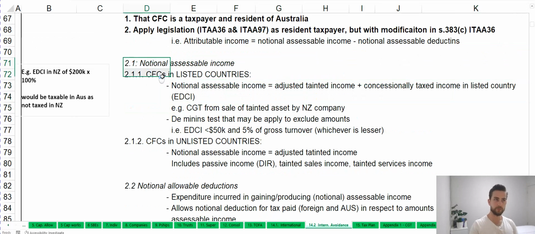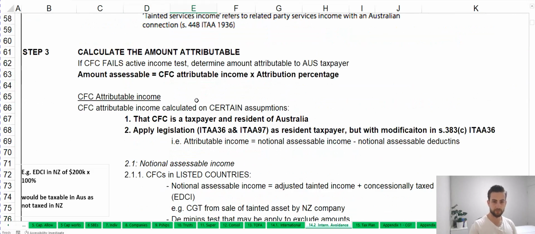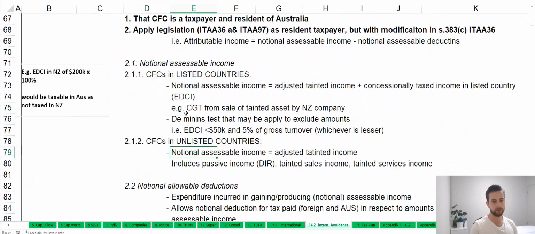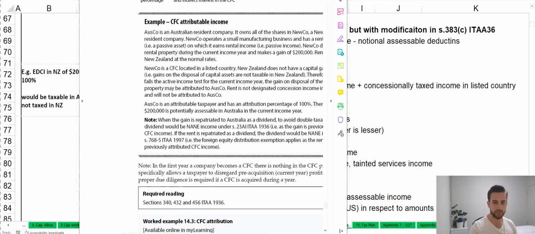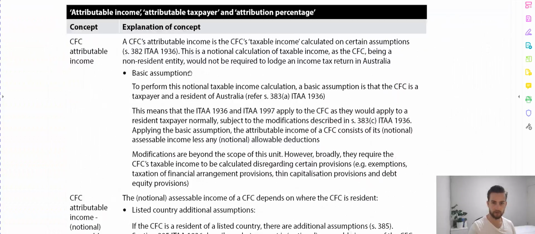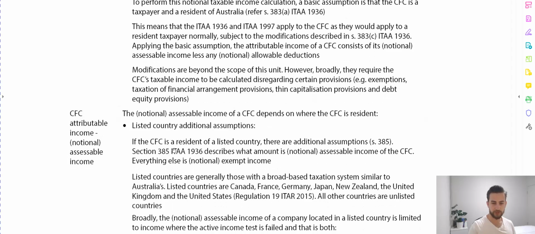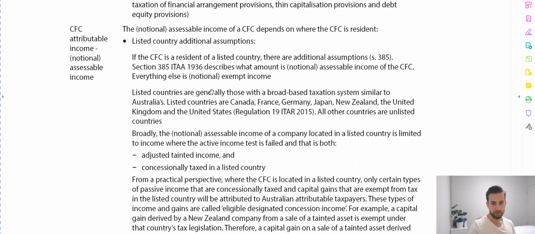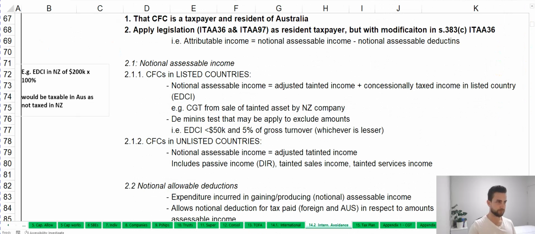So first of all, let's figure out what listed country and unlisted country means. Okay, so a listed country are the good countries. They're countries with relatively strong tax systems, double tax treaties, etc. Unlisted countries is every other country. So let me quickly bring in the CSG on this one. Okay, here we go. So a listed country is generally those with broad-based taxation systems similar to Australia. So listed countries are Canada, France, Germany, Japan, New Zealand, UK, United States. All other countries are unlisted countries. So that's the way to think about it.